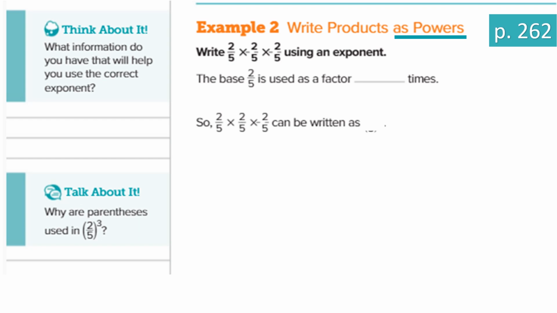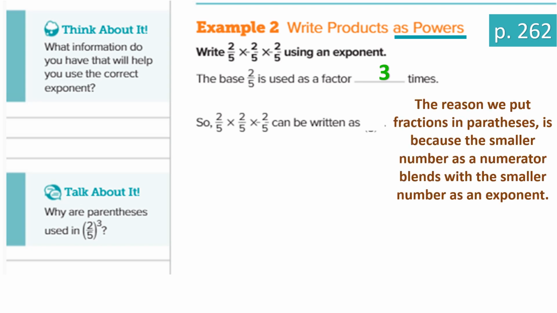I look at what my base is, and I count how many times it's being multiplied by itself. So notice I have 2/5 times 2/5 times 2/5. That's my base. How many times am I going to multiply it by itself? 3 times. So I know I'm going to have 2/5 to the third power. Now, once again, when I look at it though, it becomes kind of difficult to distinguish between the numerator and the exponent.